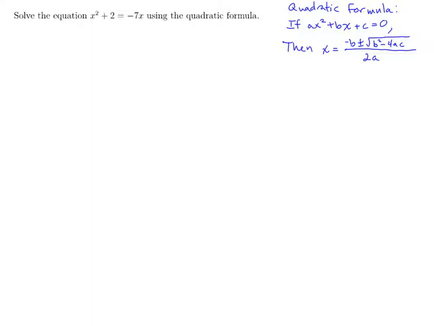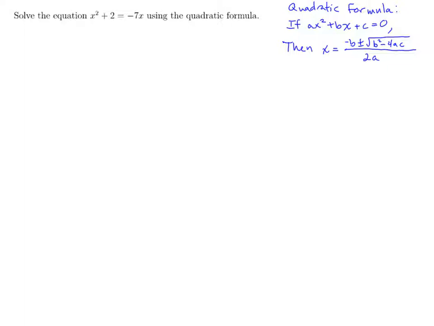The equation that we're asked to solve is x squared plus 2 equals negative 7x. And on the page here I've written down the quadratic formula, which states that if ax squared plus bx plus c equals 0, then x equals the opposite of b plus or minus the square root of the quantity b squared minus 4ac all over 2a. So let's get started with this problem.